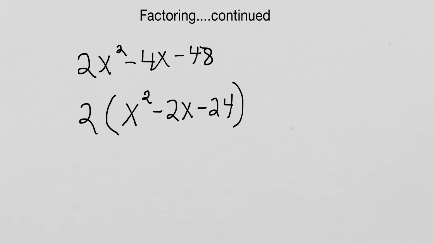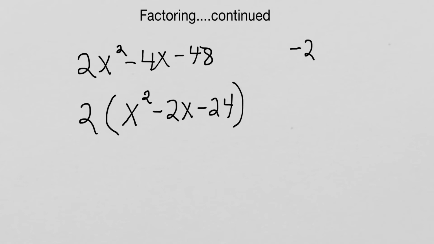All right, now, inside the parentheses, we've got something we can work with. You all know how to factor this. This is going to be some work because negative 24 is a fairly big number. Let's list all the numbers that multiply together to give me negative 24.